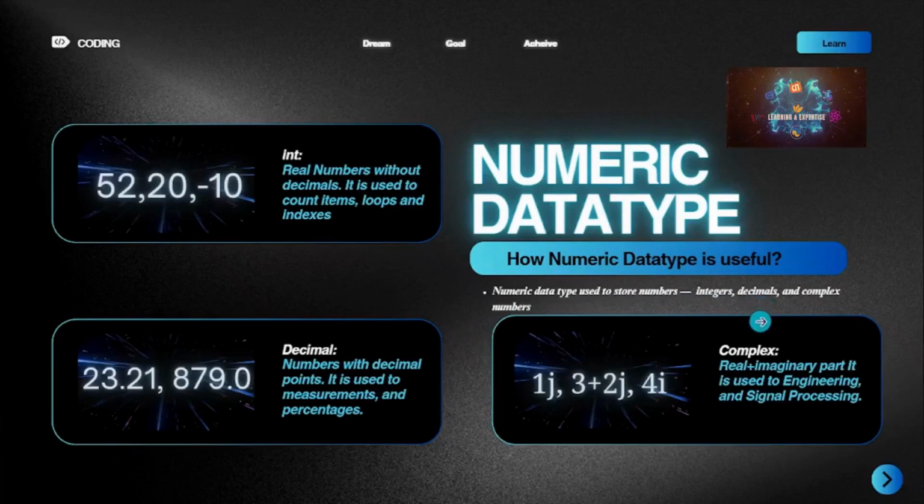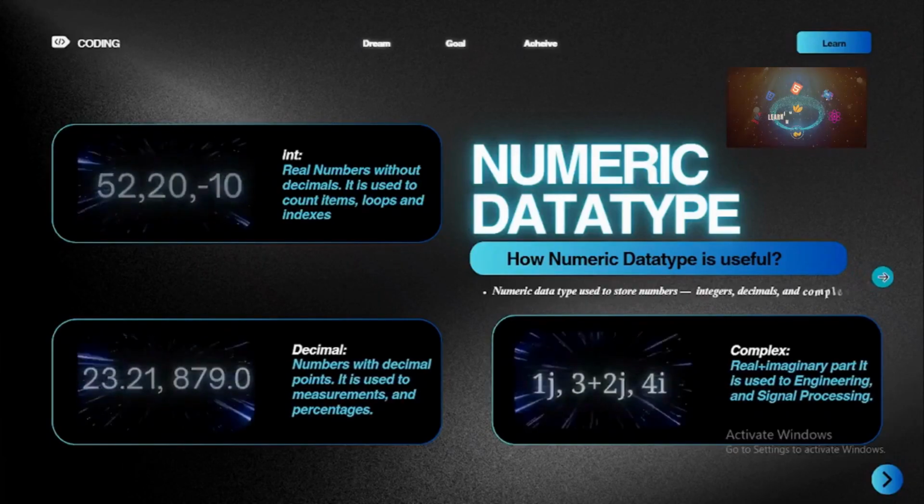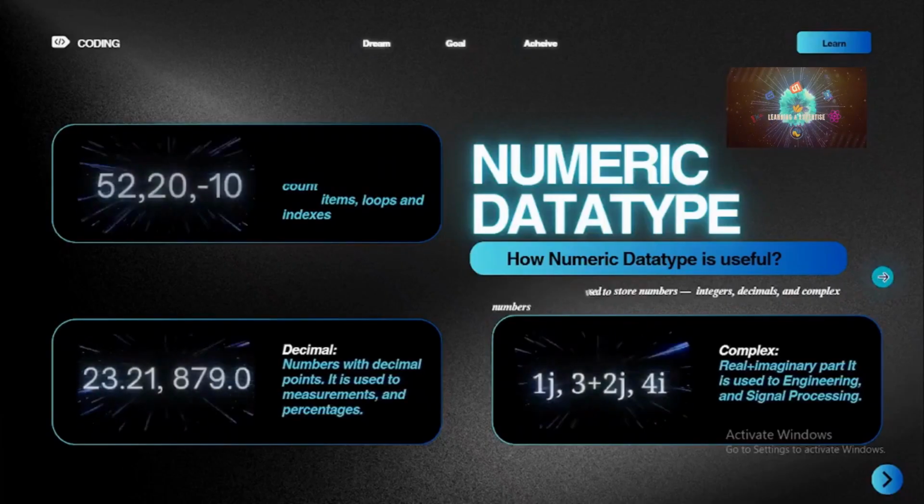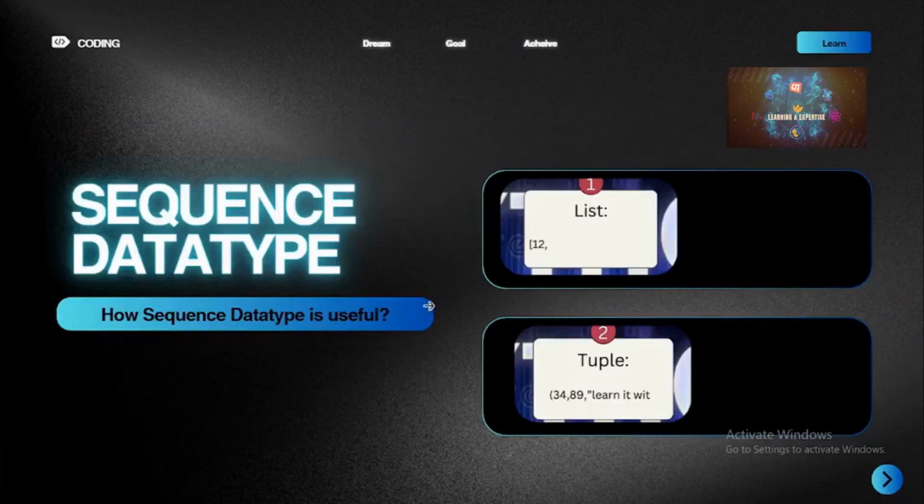Coming to the complex type, we have two parts in it. One is the real part and the other is the imaginary part. For example, if we consider 3 plus 2z as an example, where 3 is the real part and 2z is the imaginary part. Coming to the next data type, that is our sequence data type.